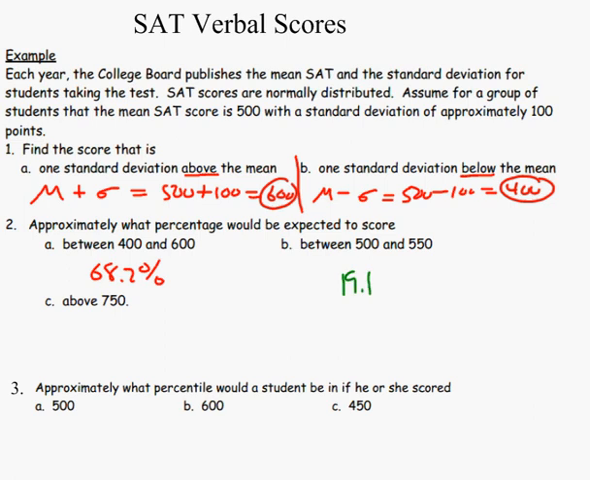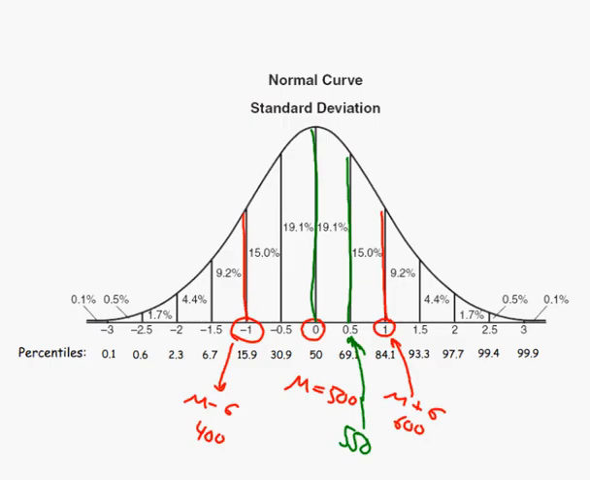Okay, how about the percent of kids above 750? I'll go back to this chart one more time. 750. Now we might have to think for a little bit. How many standard deviations are we away from the mean? Well, we can do that. First off, if we subtract off the mean, we get 250, which means we're 250 above the mean. Well, 250 divided by the standard deviation of 100 is 2.5. So a score of 750 is 2.5 standard deviations above the mean.